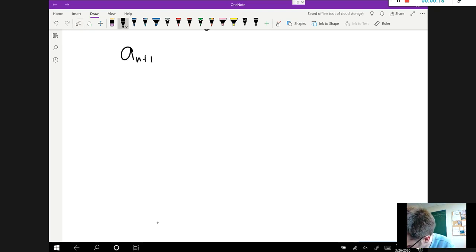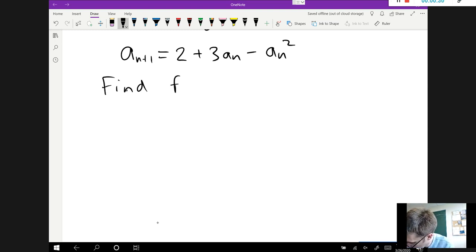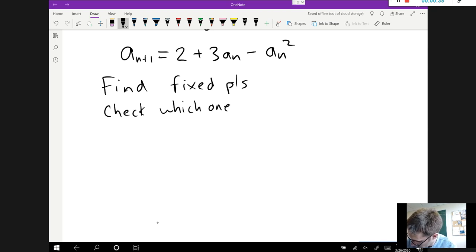a_{n+1} = 2 + 3a_n - a_n^2. And let's find the fixed points and check which one or ones are stable.